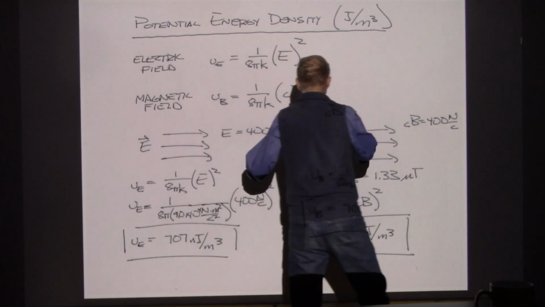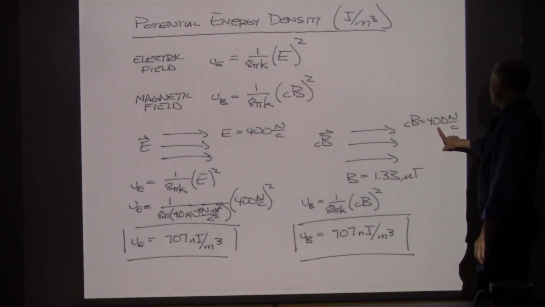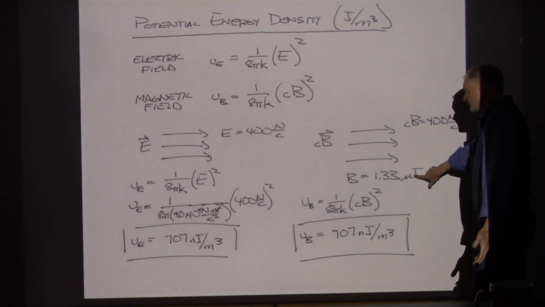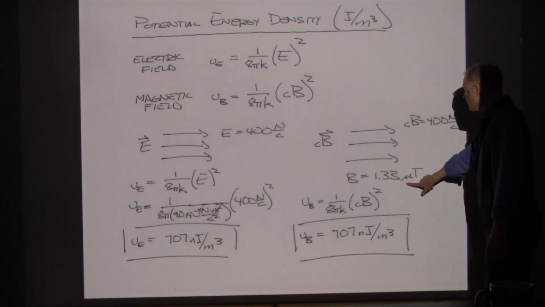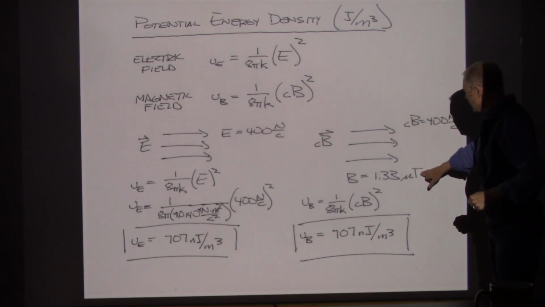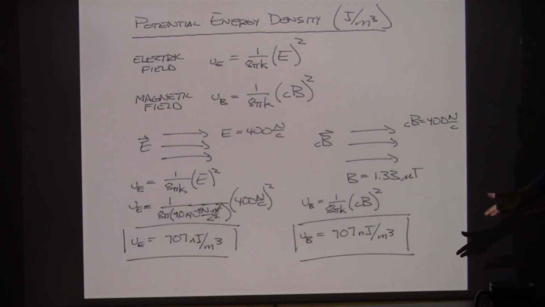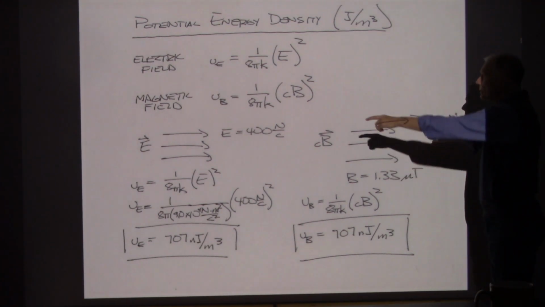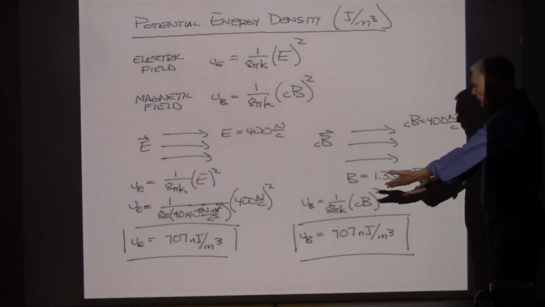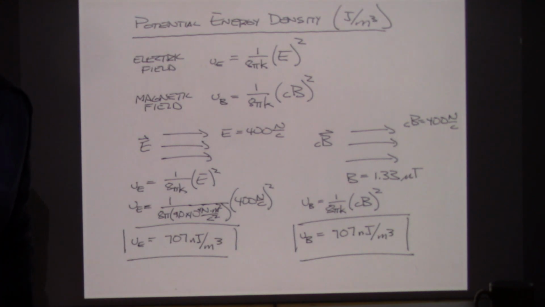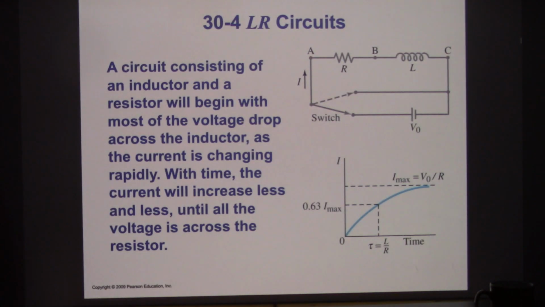If we have a magnetic field where cB has the very same value, now since cB has the same value of 400 newtons per coulomb, B by itself, which is in Tesla, works out to be 1.33 microtesla. So that's just an aside here, that if we put the magnetic field back in Tesla, which are the official standard units for magnetic fields, it would be this number. But the cB, if the cB matches the E, then we have the same energy density. Okay, the same amount of energy stored in that magnetic field as in a comparable electric field.